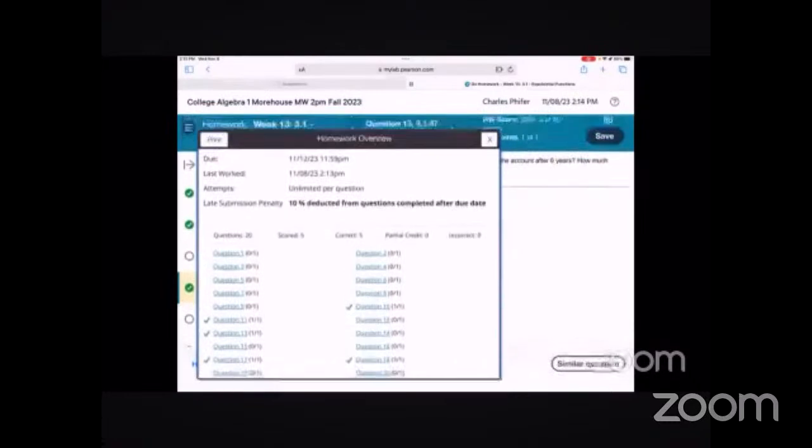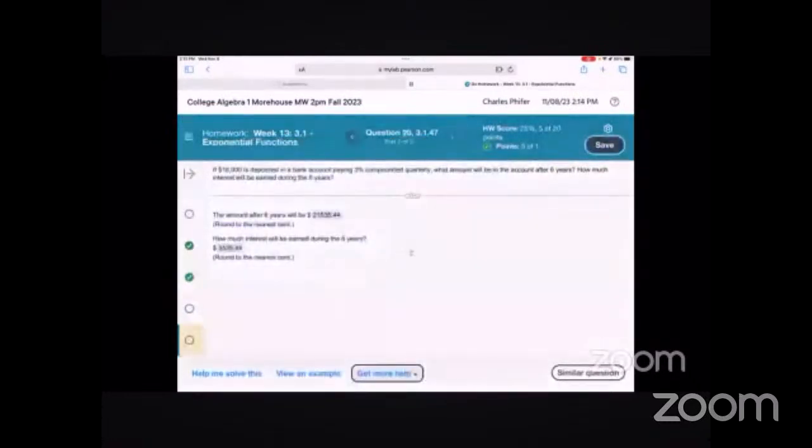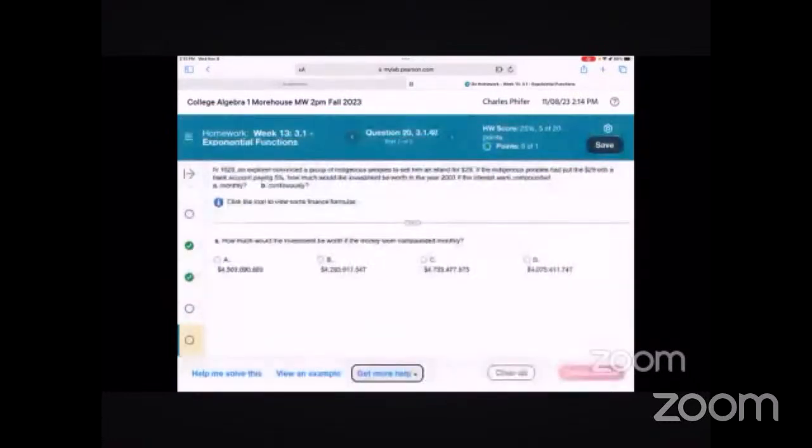20. Okay. So in 1626, an explorer convinced a group of indigenous peoples to sell him an island for $29. If the indigenous peoples had put the $29 to a bank account paying 5%, how much would the investment be worth in the year 2003 if the investment were compounded monthly and continuously?